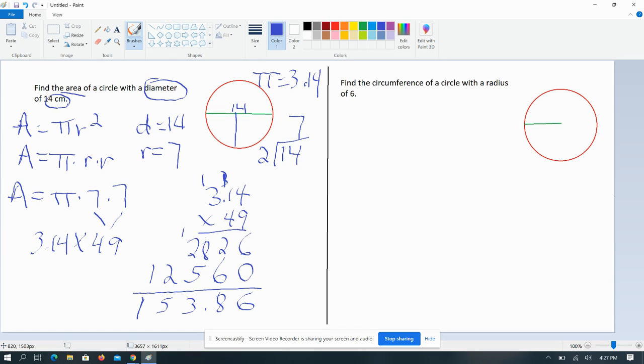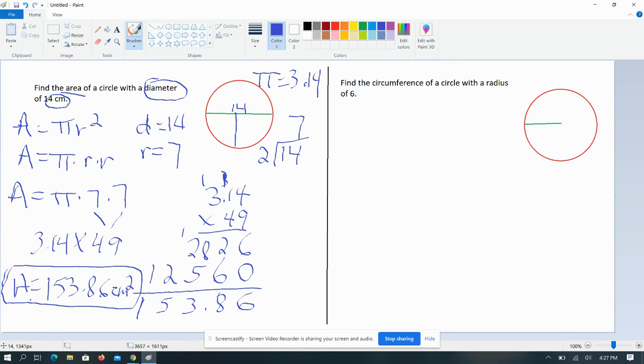So my answer would be the area of that circle is 153.86, and that's going to be centimeters squared, because we're always writing area as squared. So I have 153.86 centimeters squared. And that's how I find that area.